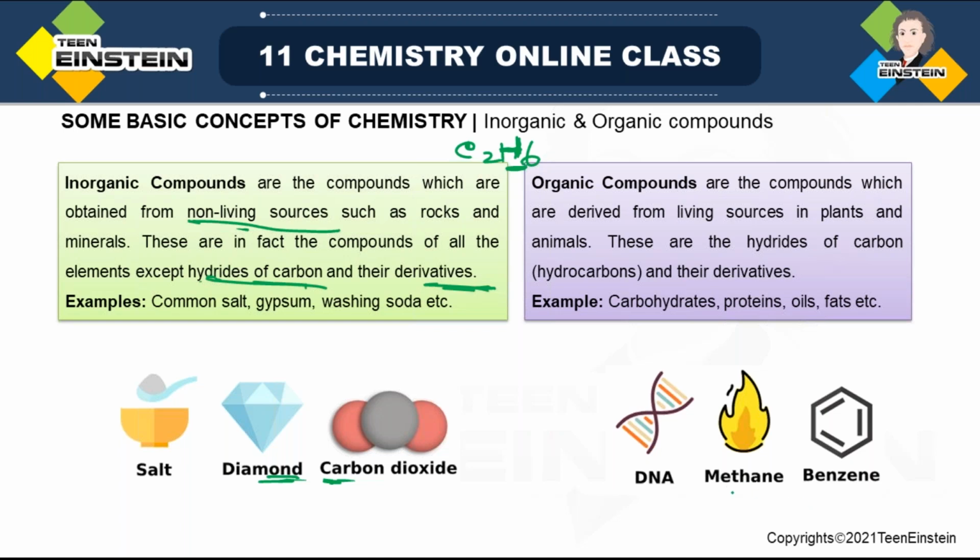So examples, if you see methane, the formula is CH4. Benzene, the formula is C6H6. Then we have carbohydrates, proteins, oils, fats. So protein, fats, all carbohydrates, all these you can find in living sources. They are not from non-living sources. Okay. So these are the compounds which are derived from living sources in plants as well as animals, and they are mostly hydrocarbons and their derivatives.